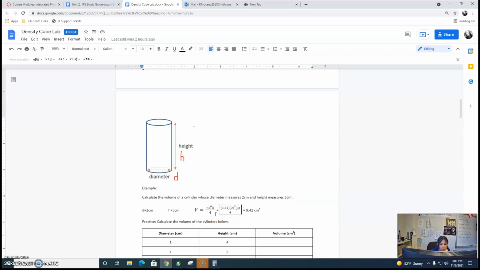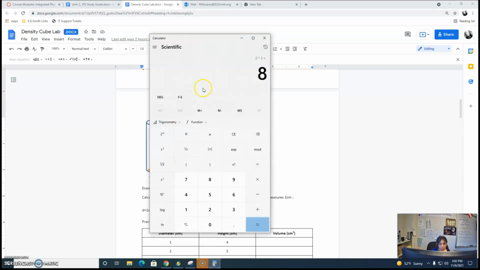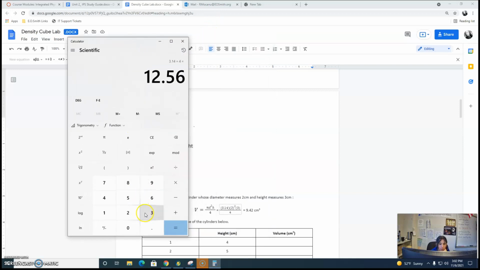Now, putting all of this in my calculator, I can do 3.14 times 2 squared, which is 2 times 2, times another 3, and then divided by 4. And so I end up with 9.42 centimeters cubed.